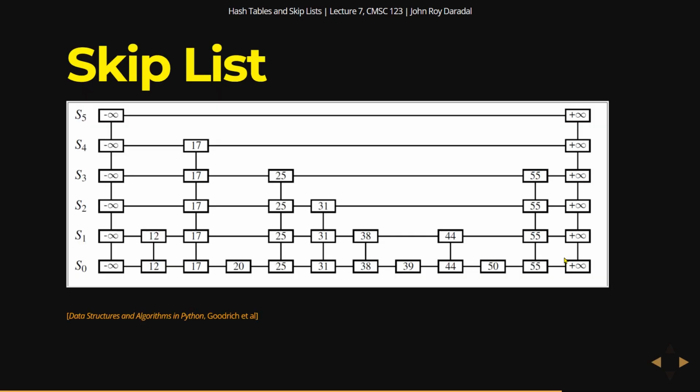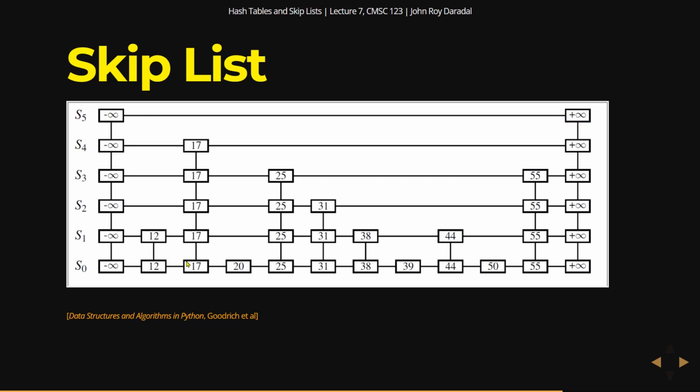Okay. So how does this work? A skip list kind of looks like this. Okay, so we said that it's a series of lists, right? So the original keys of the ordered map are here at the bottom. So you have 12, 17, 20, 25, and so on. All of the keys in the map are here at the bottom. And you'll notice that they have sentinels also, the negative infinity and the positive infinity. Those always guard the start and the end of the list.